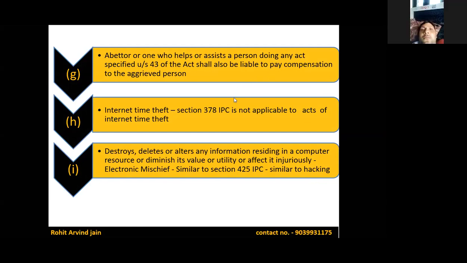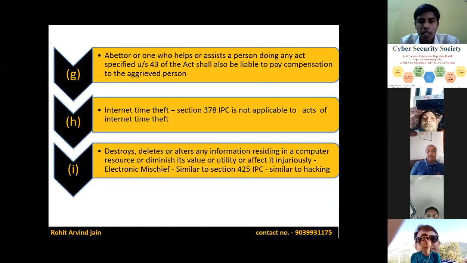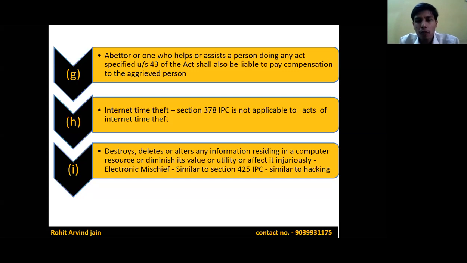Another is section 43I, which says that destroying, deleting, or altering any information residing in a computer resource, or diminishing its value, utility, or affecting it injuriously, is dealt with under section 43I. It means if someone does an act and as a result our data is deleted, destroyed, or altered, or any information is altered, then section 43I is punishable to the person who is doing that act. So these are some of the acts.